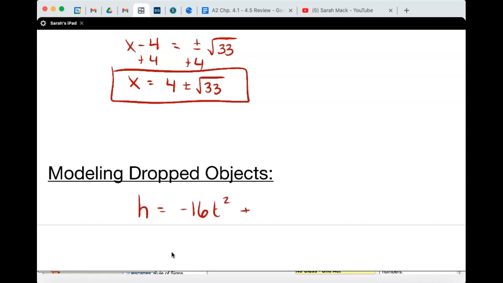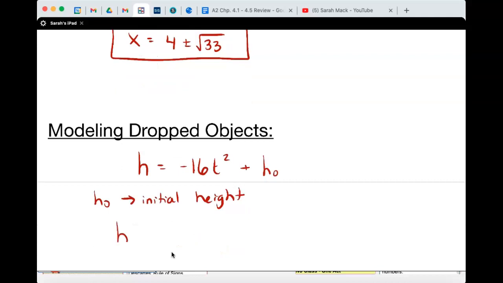I'm going to say h naught, they might use s. Technically, it doesn't matter. H naught is initial height. I'm using that 0 as a subscript because that's at time 0, so the height at which I throw my phone off the ledge or drop it. Okay? And then h is just height at time t.